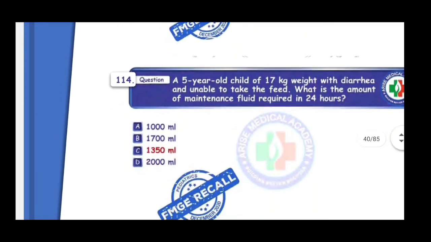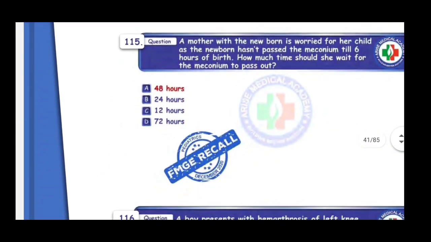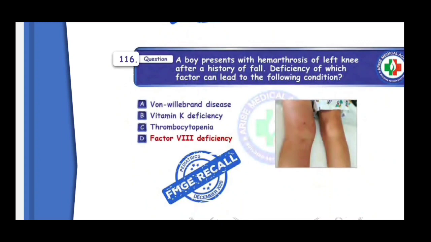A 5-year-old child of 20 kg weight with diarrhea and unable to take the feed. What is the amount of maintenance fluid required in 24 hours? 1350 ml. Next one, a mother with the newborn is worried for her child as the newborn has not passed meconium till 6 hours of birth. How much time should she wait for the meconium to pass out? 48 hours.